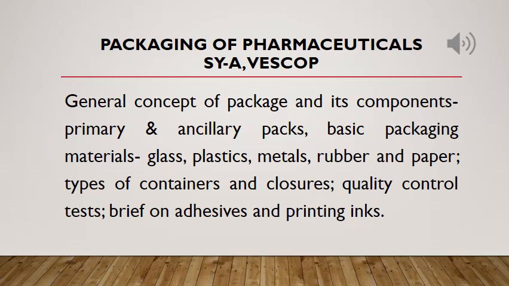Dear students, we are going to talk about the general concept of pharmaceutical packaging and its components. What are the basic materials which are used in pharmaceutical packaging, such as glass, plastics, metals, rubber, and paper? Also, what are the types of containers and closures? What are the quality control tests? And we will briefly talk on the adhesives and printing inks.